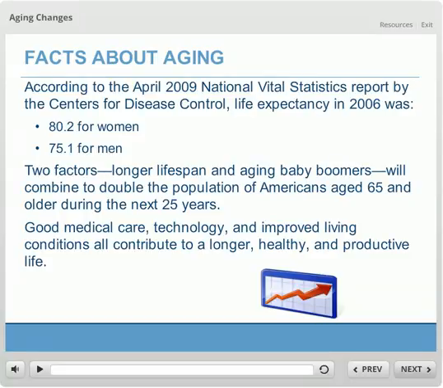Facts about aging. According to the April 2009 National Vital Statistics Report by the Centers for Disease Control, life expectancy in 2006 was 80.2 years for women and 75.1 years for men. Two factors, longer lifespan and aging baby boomers, will combine to double the population of Americans aged 65 and older during the next 25 years. Good medical care, technology, and improved living conditions all contribute to a longer, healthy, and productive life.